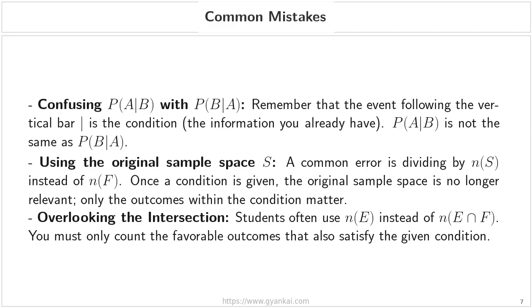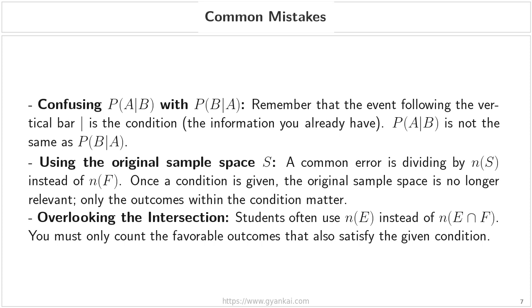Finally, do not overlook the intersection. It is tempting to simply count the number of outcomes in your target event. However, as we practiced with the family composition and the dice problems, you cannot just use the number of outcomes in E, you must specifically look for the intersection of E and F. This means you must only count the favorable outcomes that also satisfy the given condition. Always ask yourself, does this outcome satisfy both my target goal and the condition I was given?